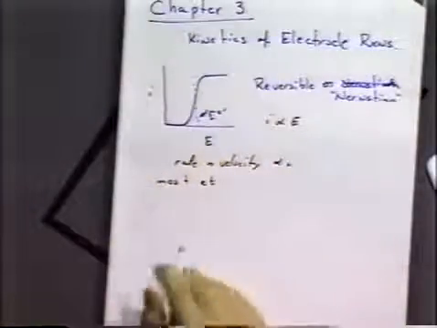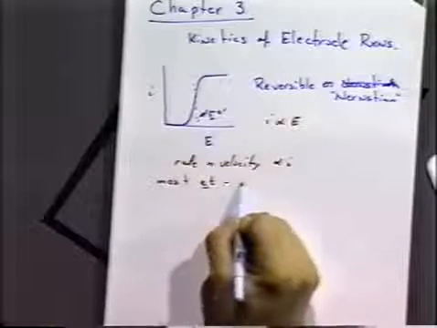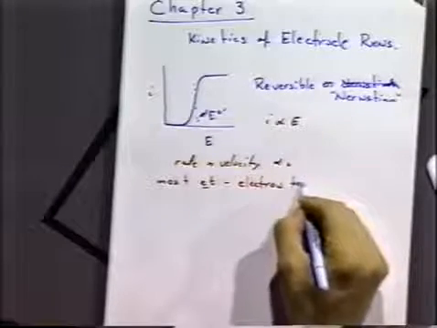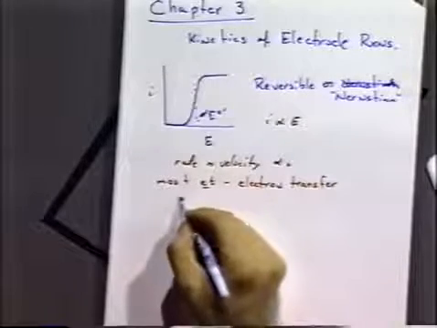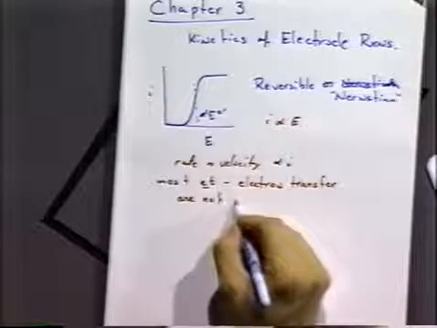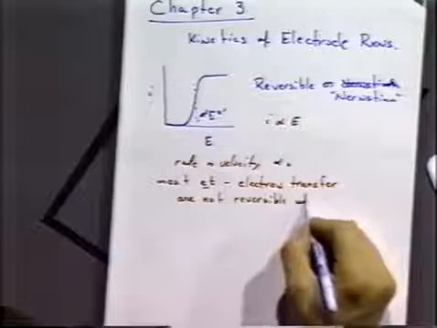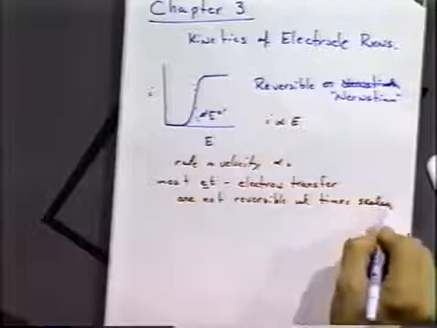Most electron transfer processes are not, and I'll sometimes use the abbreviation ET to stand for electron transfer. So if you see ET, just think electron transfer in your head. So most electron transfer processes are not reversible at time scales of interest.